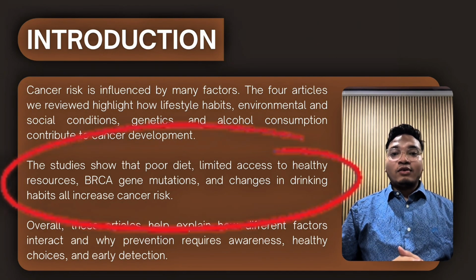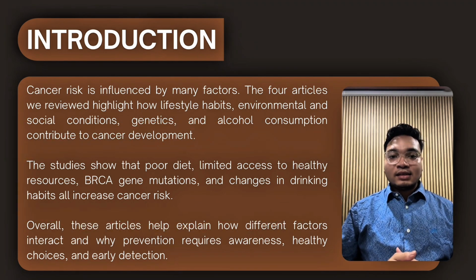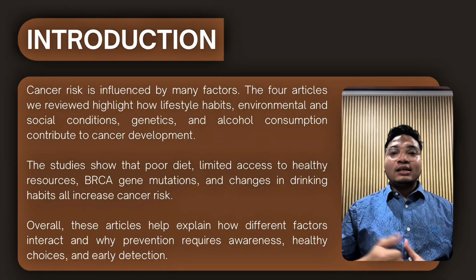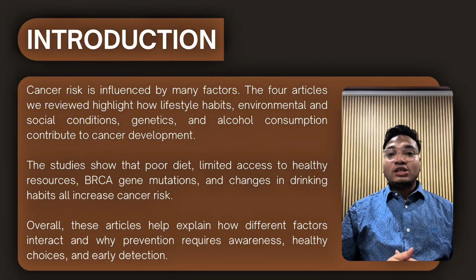The first study focused on diet and lifestyle, explaining how unhealthy eating patterns, lack of exercise, poor sleep, and environmental exposure increase overall cancer risk. The second study examines ecobiosocial factors in Malaysia, showing how cultural belief, access to healthy food, and social environments influence colorectal cancer risk. The third article looks at genetic factors, especially BRCA1 and BRCA2 gene mutations, which significantly raise the risk of breast and ovarian cancer among Asian women.